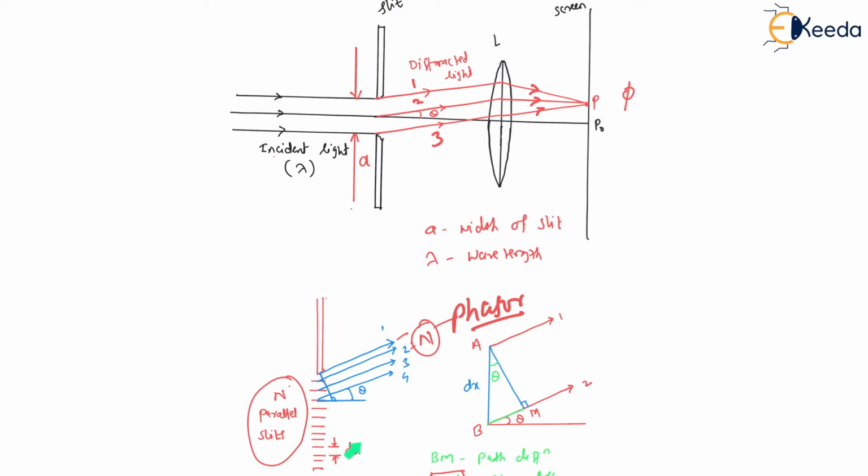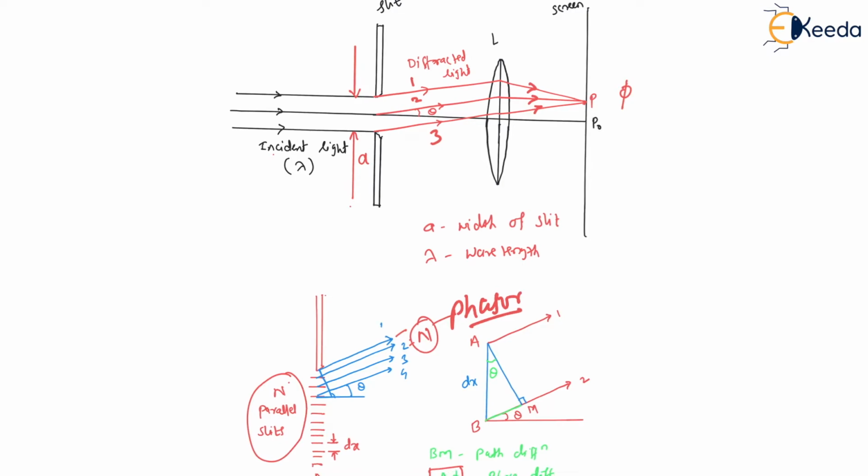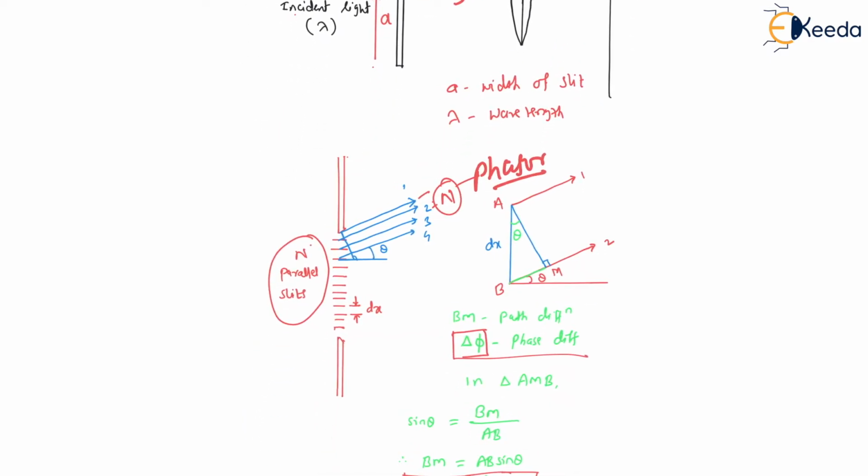So dx is the slit width. Then again we have considered these rays over here to find the amplitude. Here we have considered these light rays, first, second, third, and then again we have assumed that the phase difference between the first and second rays, which are nearer to each other, is delta phi.